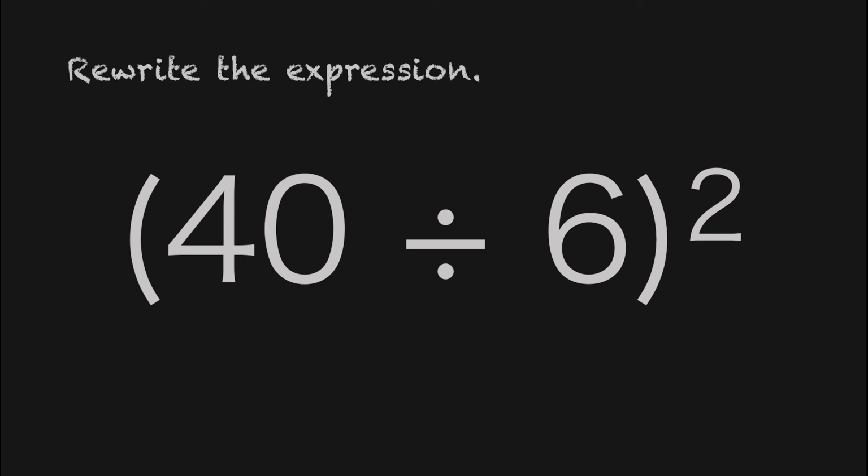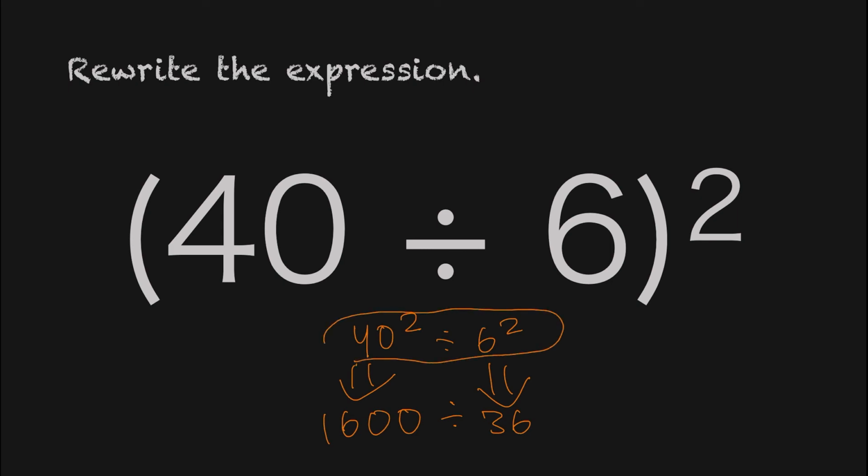And let's rewrite another expression just to be comfortable with this. So 40 divided by 6 to the 2nd power. Now it's really easy to rewrite this. We know that we could just do 40 to the 2nd power divided by 6 to the 2nd power. And if we wanted, we could write this out like 40 to the 2nd power. I think that's 1600. And then divided by 6 to the 2nd power, which is 36. And if you wanted, you could get out a calculator and then solve that. I'm not going to right now because we have already simplified this expression.